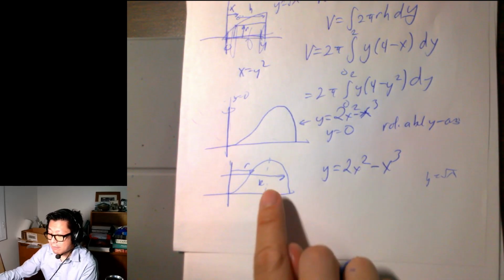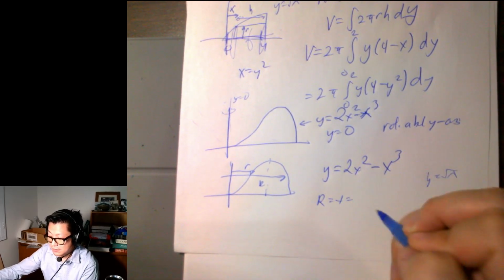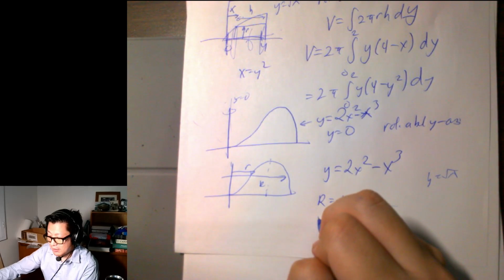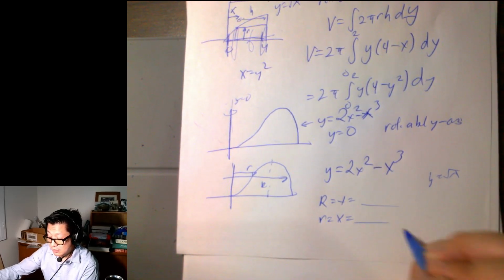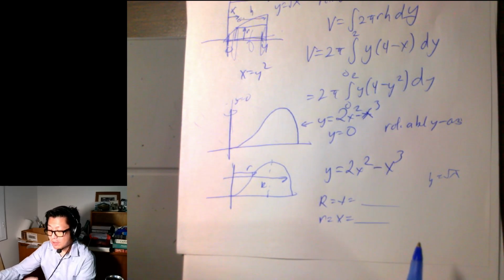And so I run into an issue, right? Because my big R is x equals what? And then my little r is x equals what? Something presumably different. It's not going to work. So I'm stuck using shell method for this one.